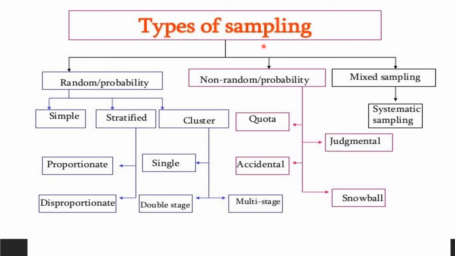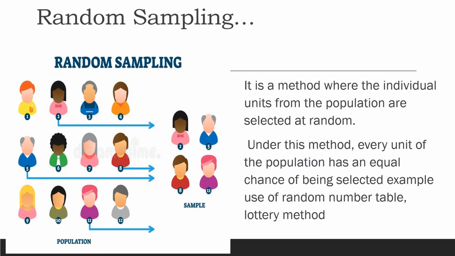We will also study the types of sampling. In your syllabus, you just have to cover random sampling and non-random sampling. Here are some of the ways random sampling happens: simple random sampling, stratified random sampling, cluster random sampling. Under non-random sampling, you have quota, accidental, judgmental, snowball. And then you have yet another method of sampling, which is mixed sampling, where you use both methods together. But what you have in your syllabus is just what is random sampling and what is non-random sampling. So here we go.